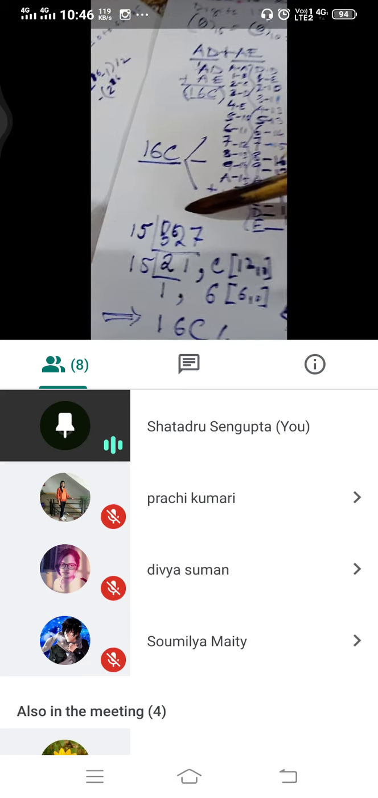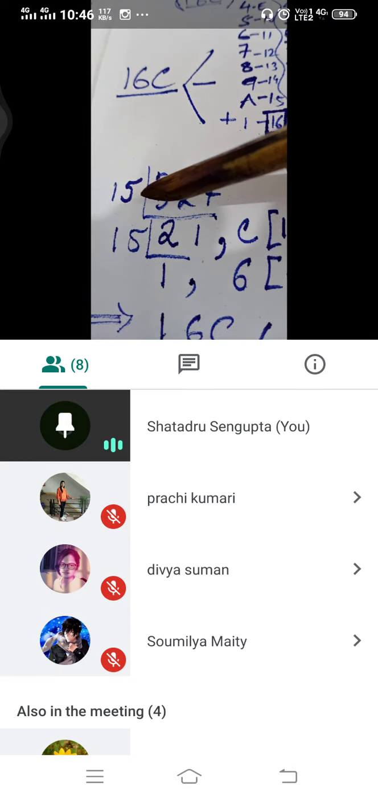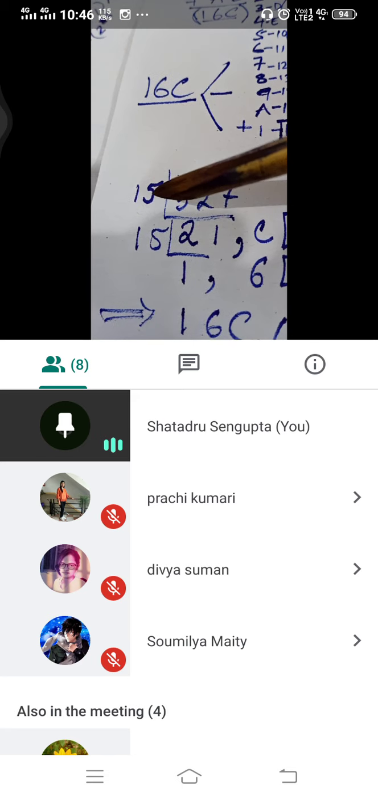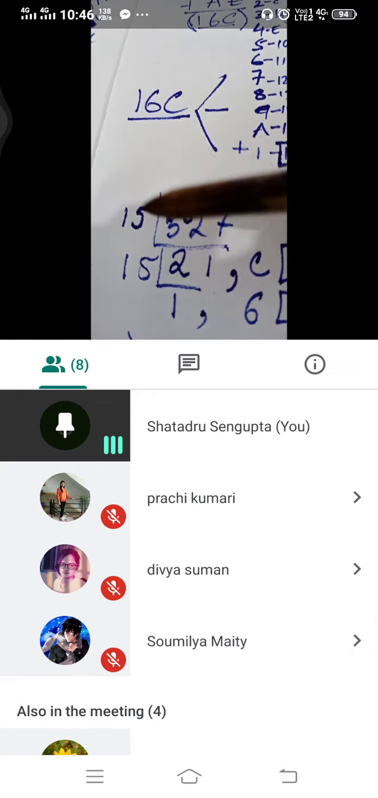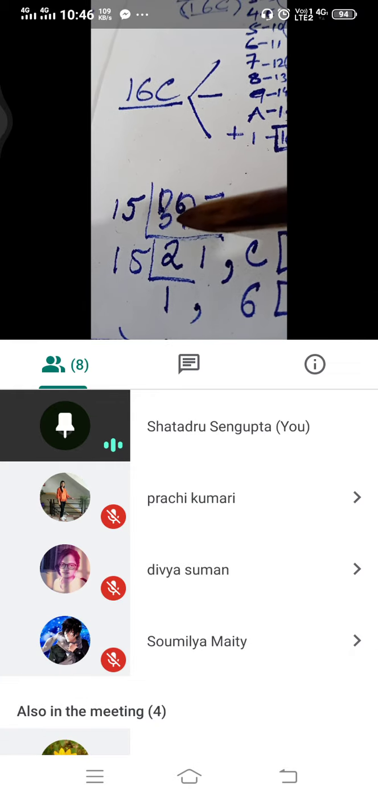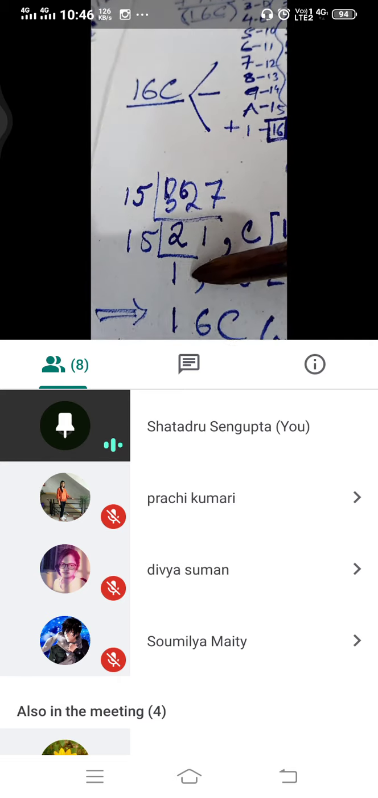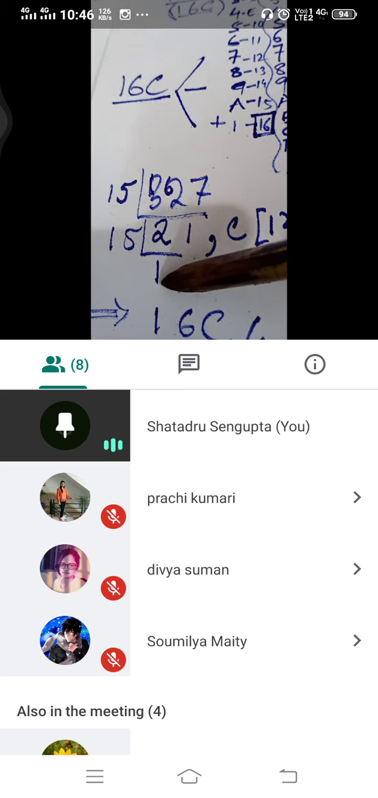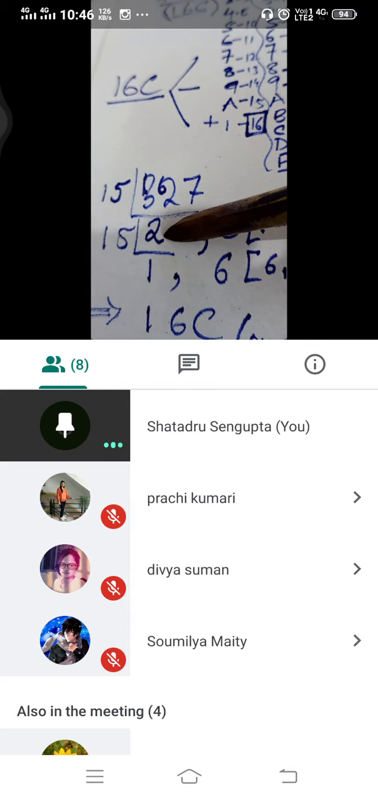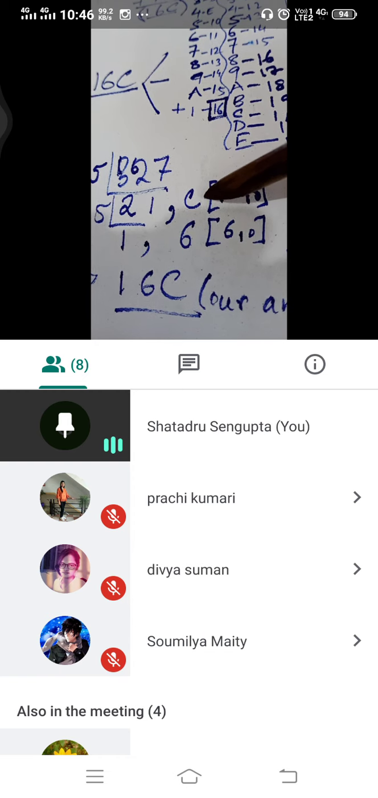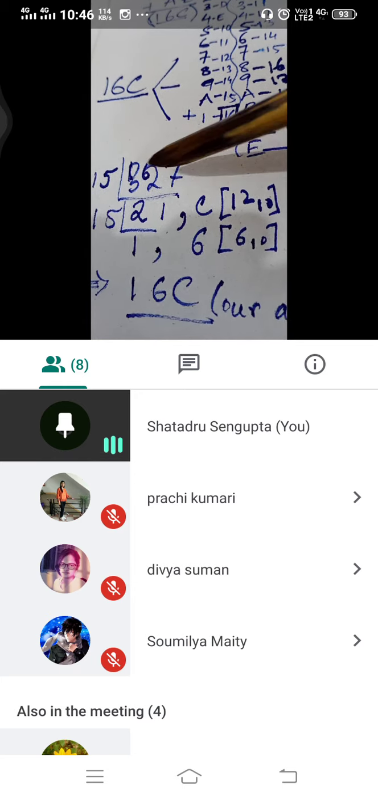Now let's see what 327 is in base 15. If you want to change from decimal to the corresponding base, you divide the decimal number by that base until the remainder becomes less than the base. Until then you carry on, and then you read the remainders from bottom to top. So 327 divided by 15 gives us 21, and the remainder is 12, which is C. So 21 times 15 plus 12 is 327.